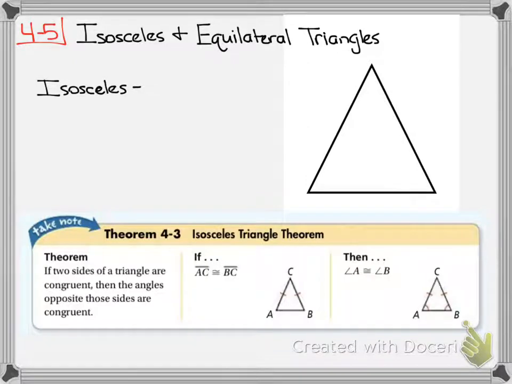Tonight we're going to be looking at isosceles and equilateral triangles. For the most part, you should know what both of those things are, but what we're going to look at is theorems that are used in both of those and things that we can say are true about isosceles and equilateral triangles. So first of all, with isosceles, you should know that that is a triangle with two congruent sides.